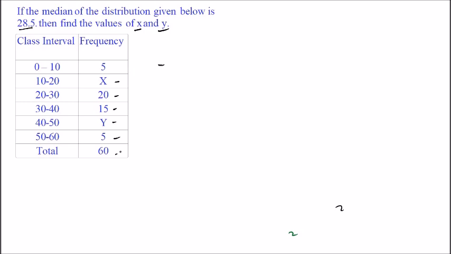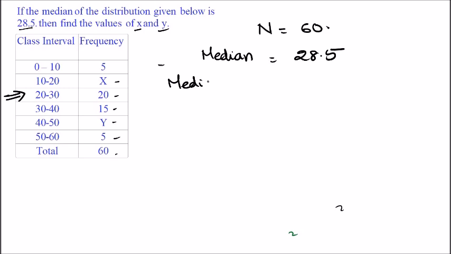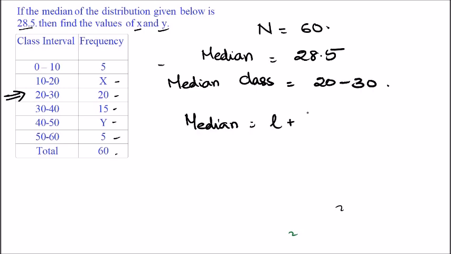The total is given as 60, that is the total number of frequencies, n is equal to 60. Here the given median is equal to 28.5. Hence 28.5 lies here. That means the median class is equal to 20 to 30.